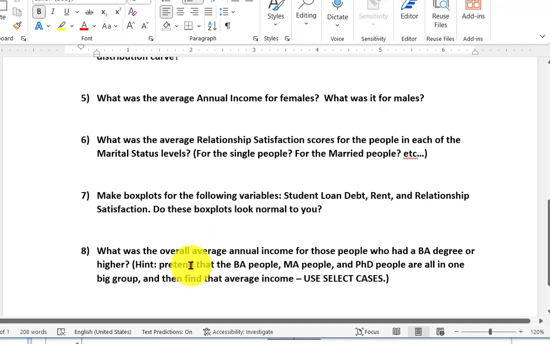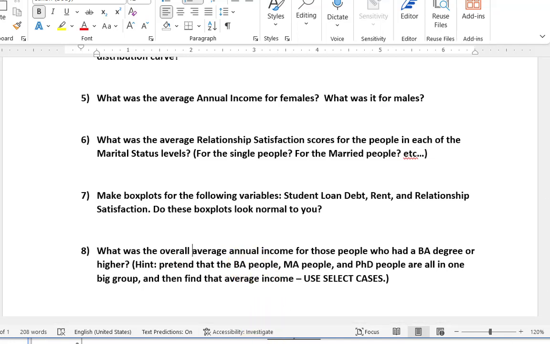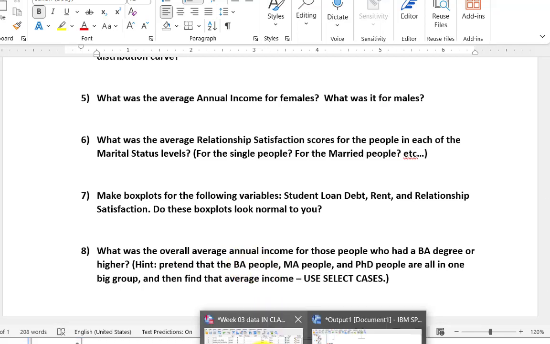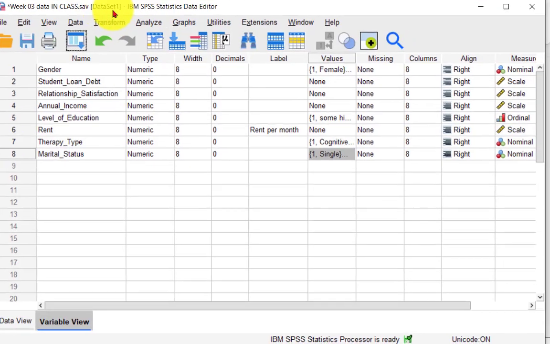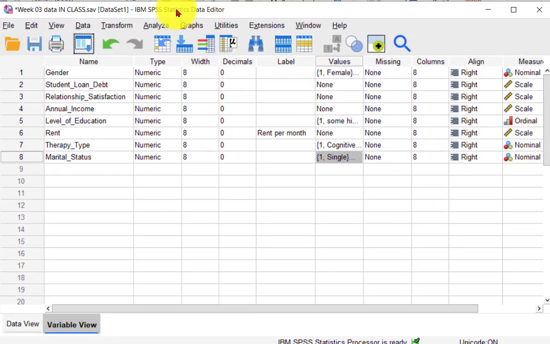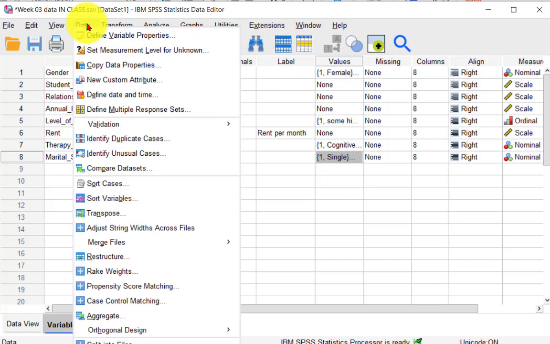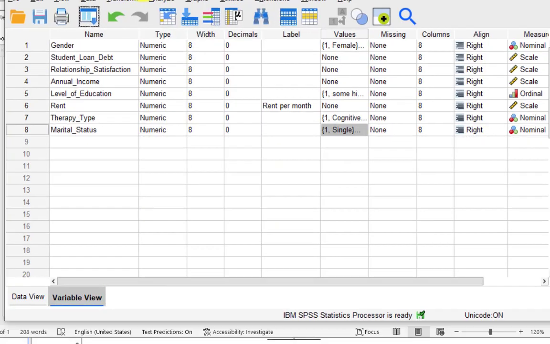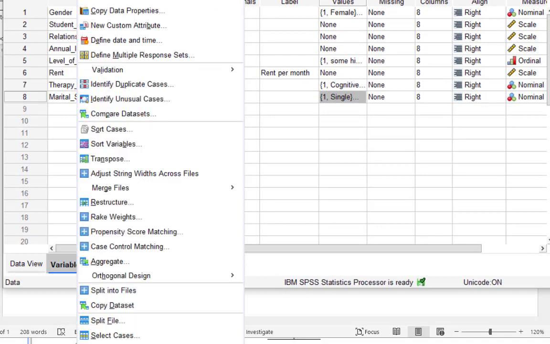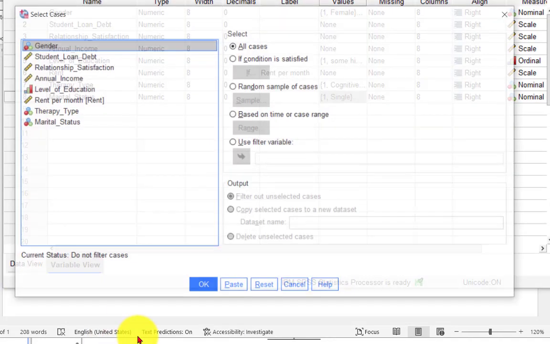All right, last one. What was the overall average annual income for the people that have a BA degree or higher? So they want us to use select cases. In other words, people with a BA, MA, and PhD are going to be in just one big group. All right, we could do that. So BA and above, let's go here. With this, we're going to go to data, and then select cases, which is way at the bottom. Let me see if I can get that down there for you. Select cases.